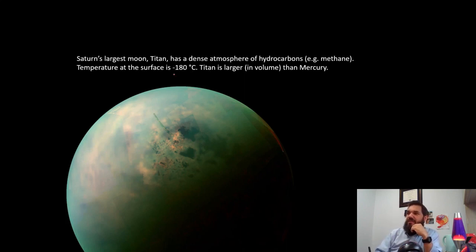So anyway, the surface is negative 180 degrees Celsius, low enough to maintain these things like methane as an ice, as a solid. Titan is actually larger in volume than Mercury. Not in mass, but in volume.